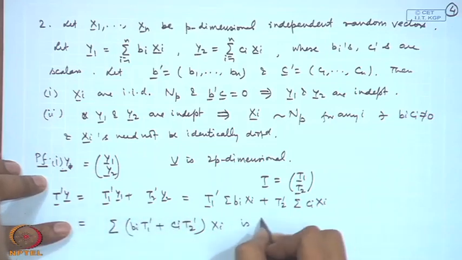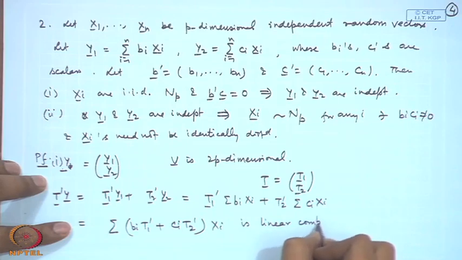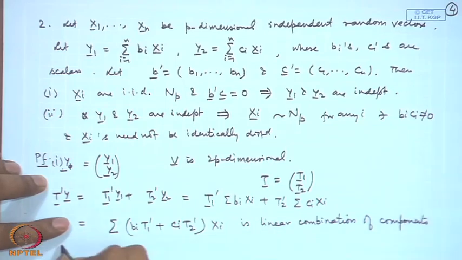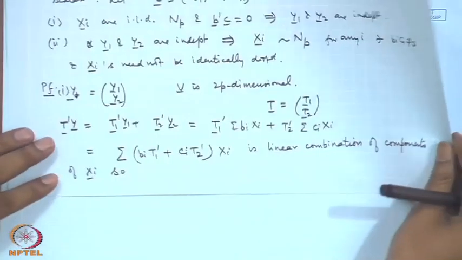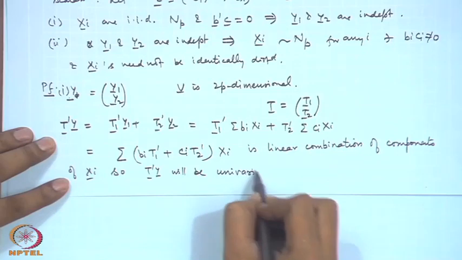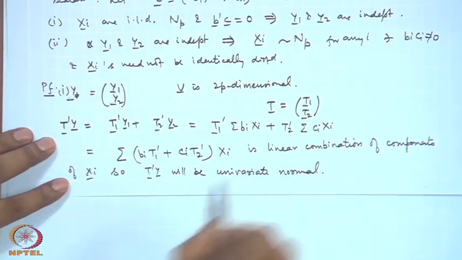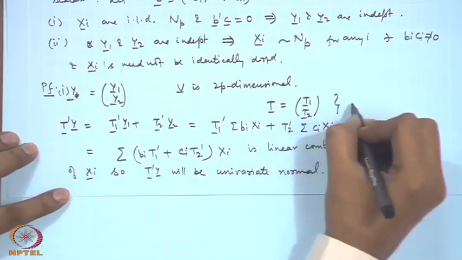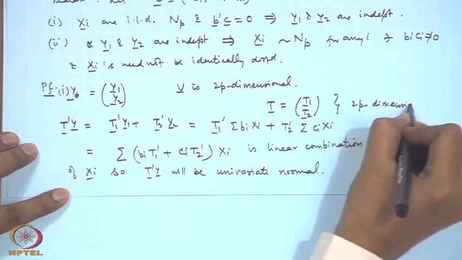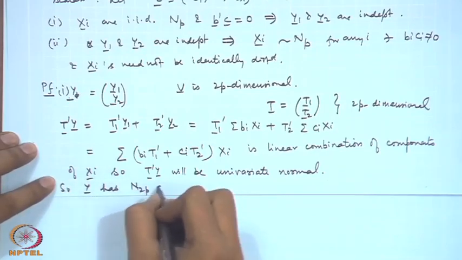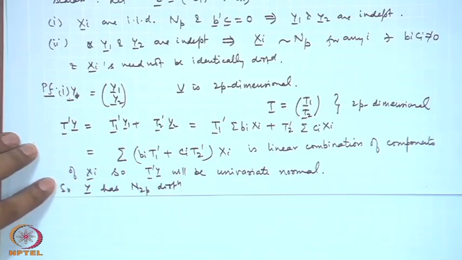So, this is a linear combination of components of xi. So, t prime y will be univariate normal. So this is for any t, which is 2p dimensional. So y has an N_2p distribution, that is 2p dimensional multivariate normal distribution.